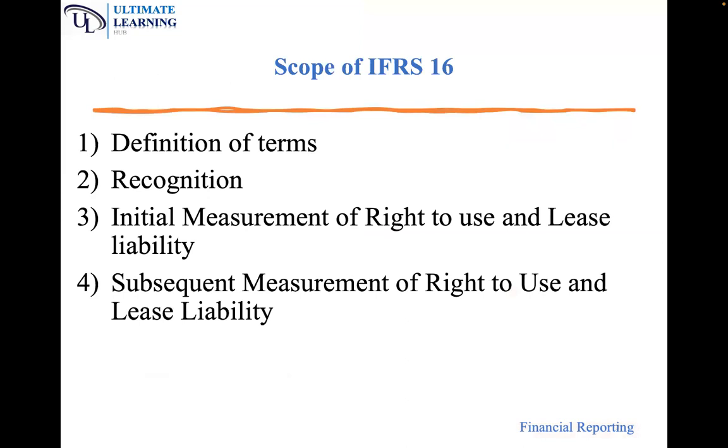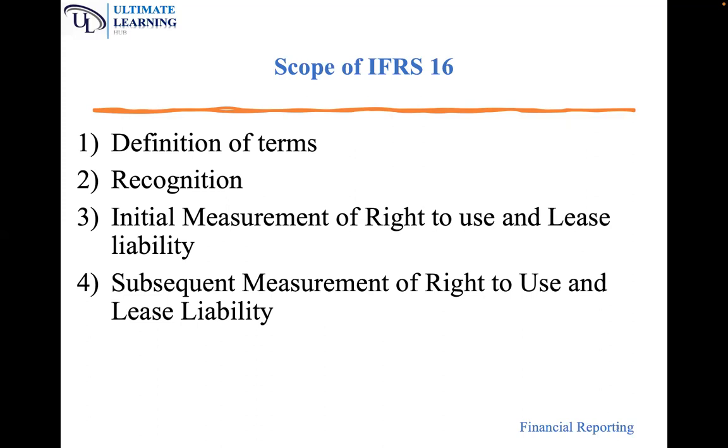Now, in this standard on leases, we are going to look at the few terms we are going to define. We'll be defining what is a lessee, what is a lessor, what is a right to use an asset, what is a lease liability, etc. Remember, we have already defined what a lease is. A lease is a contract between two parties, the lessee and the lessor, that conveys the right to use an asset for a certain period of time in exchange for a given consideration.